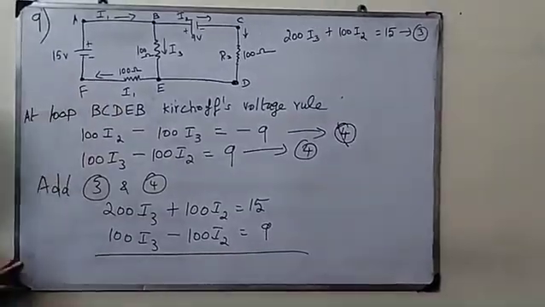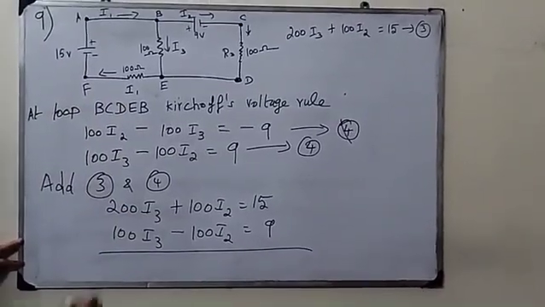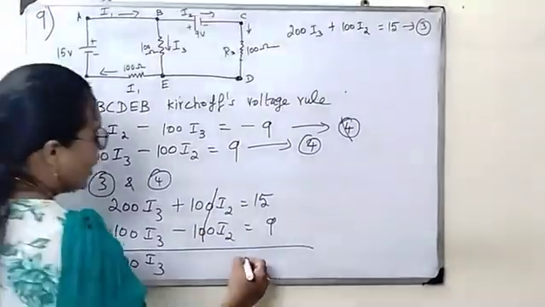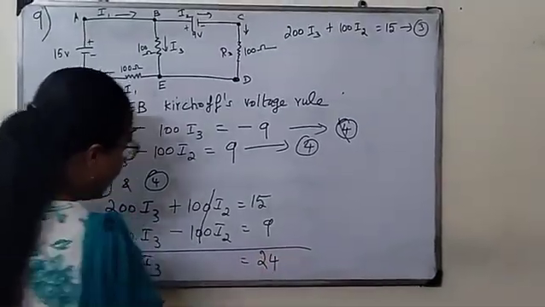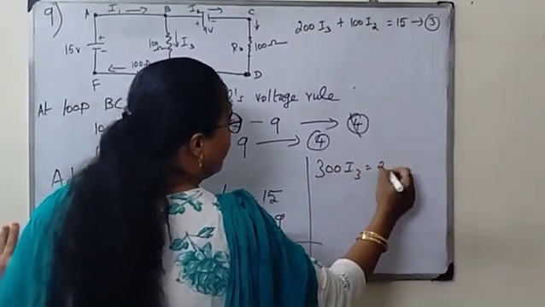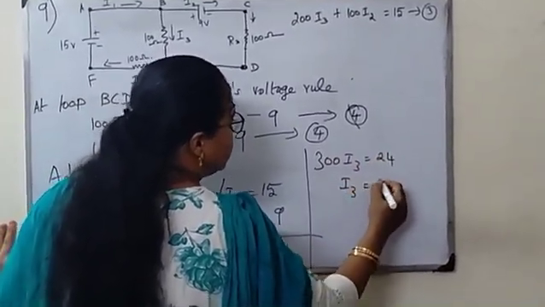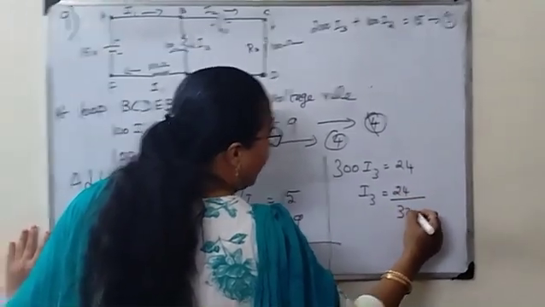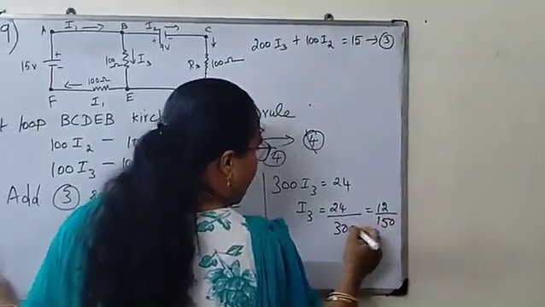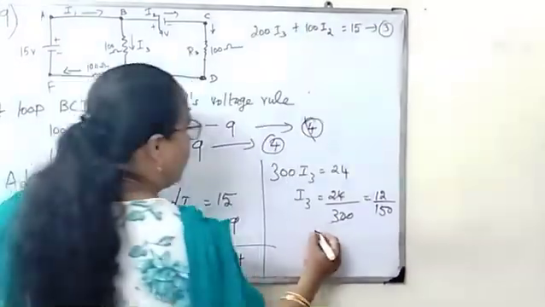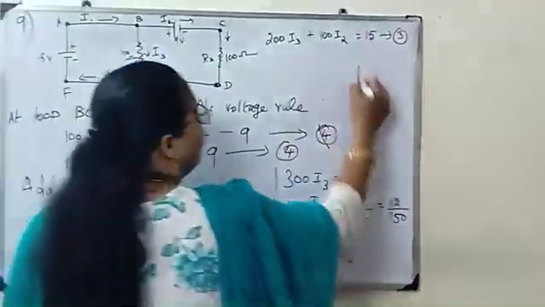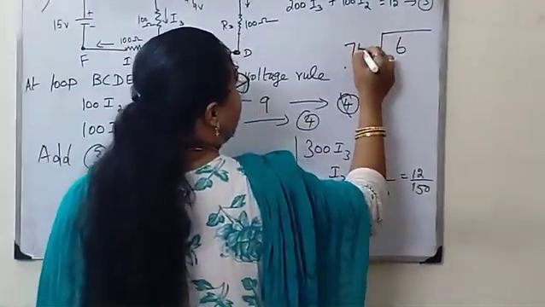So now 200 plus 100 we will get 300. So 300 I3, this one gets cancelled. Here 15 plus 9 becomes 24. So 300 I3 equal to 24. Therefore I3 is equal to 24 divided by 300. You can cancel using the second table. You will get 12 by 150. Again further if you cancel using the second table you will get 6 by 75. You cannot cancel this one further. We can divide it here. So 6 divided by 75.